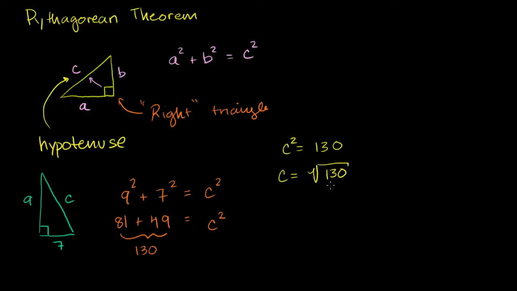And if we want to simplify this a little bit, we know how to simplify our radicals. 130 is 2 times 65, which is 5 times 13. Well, these are all prime numbers, so that's about as simple as I can get. C is equal to the square root of 130. Let's do another one of these.